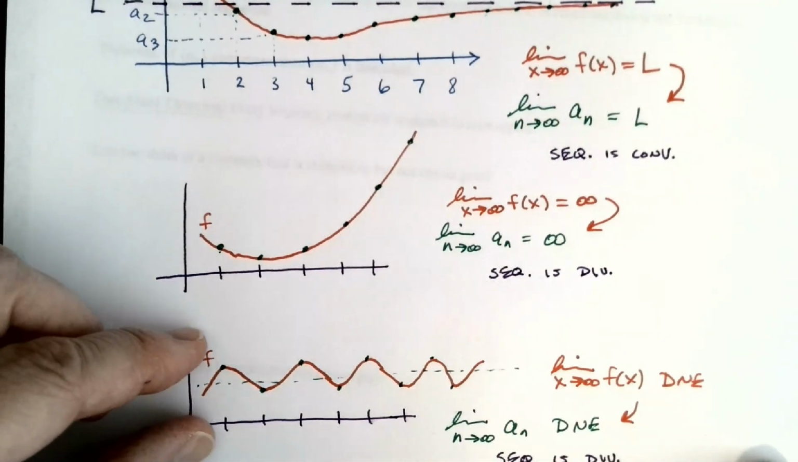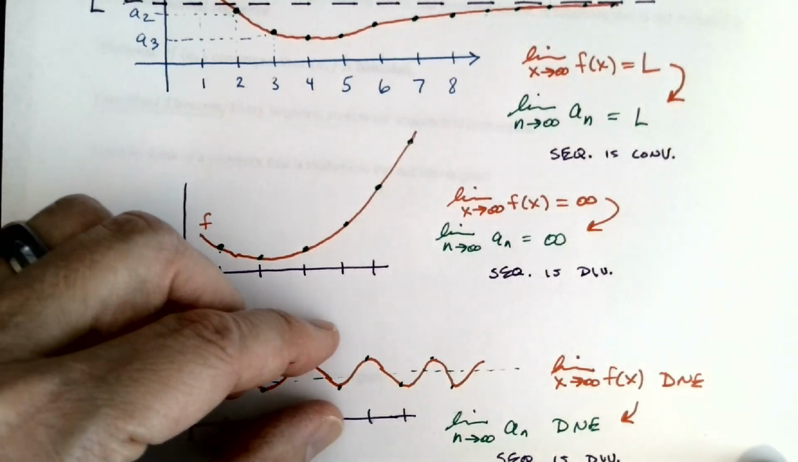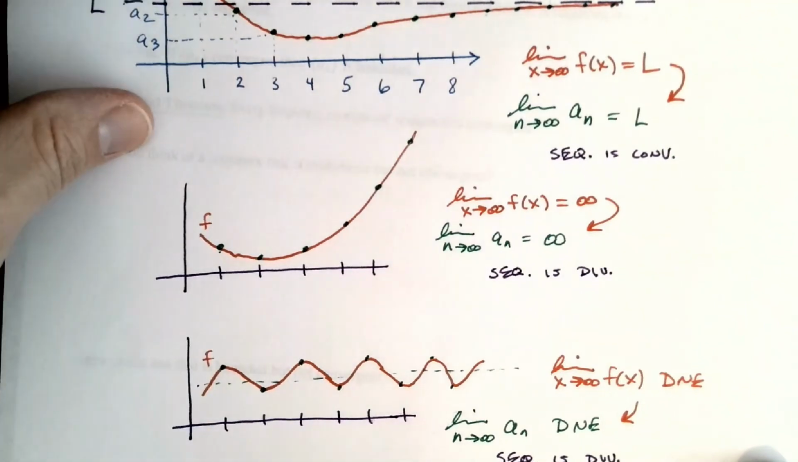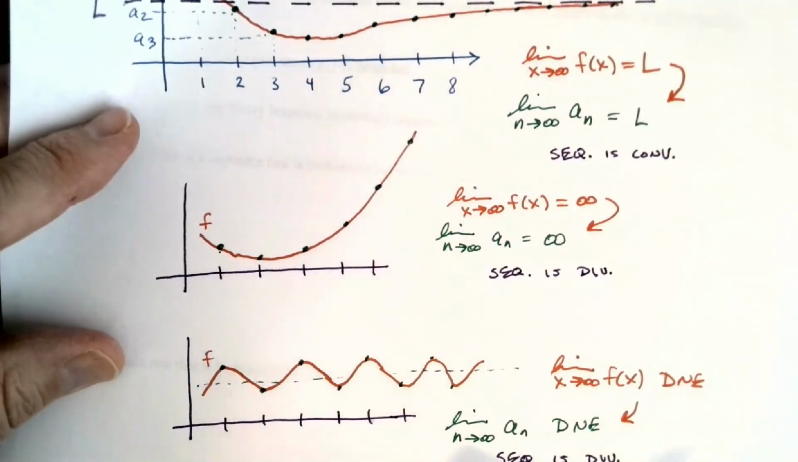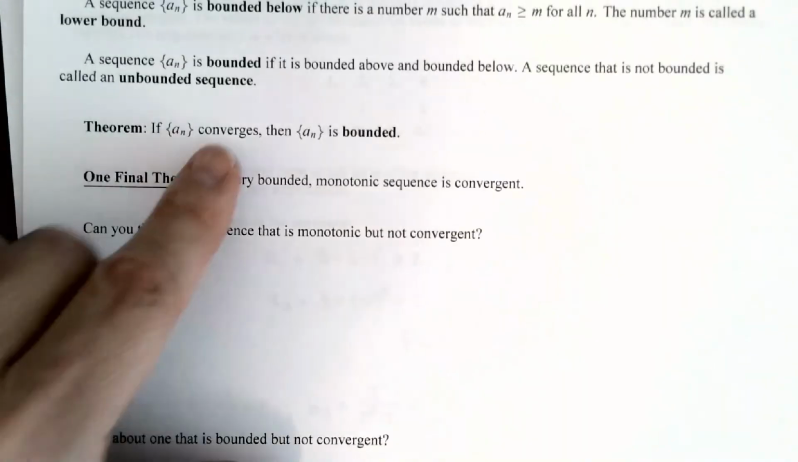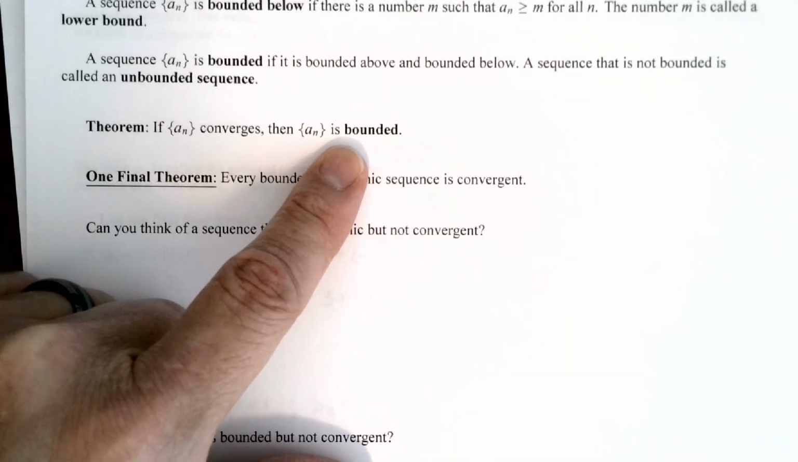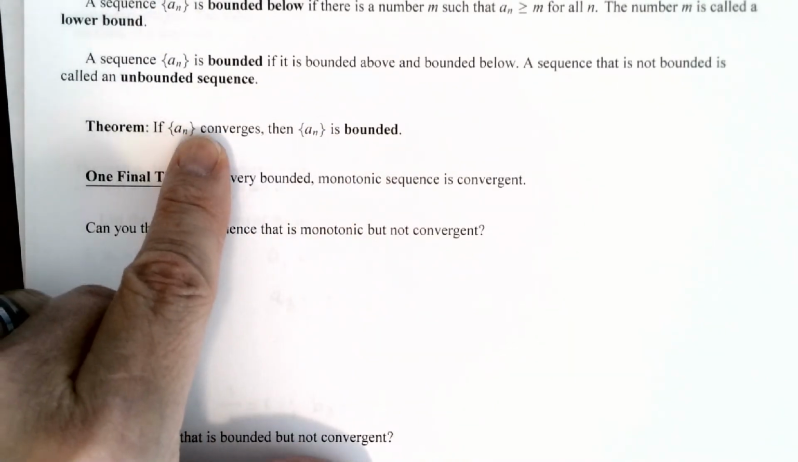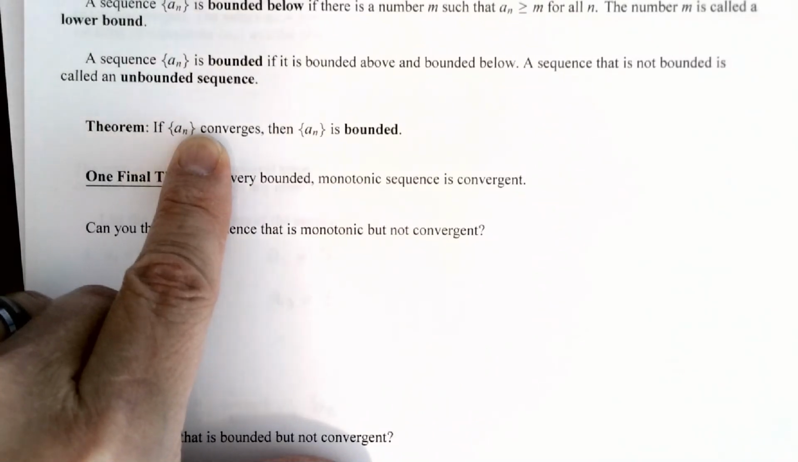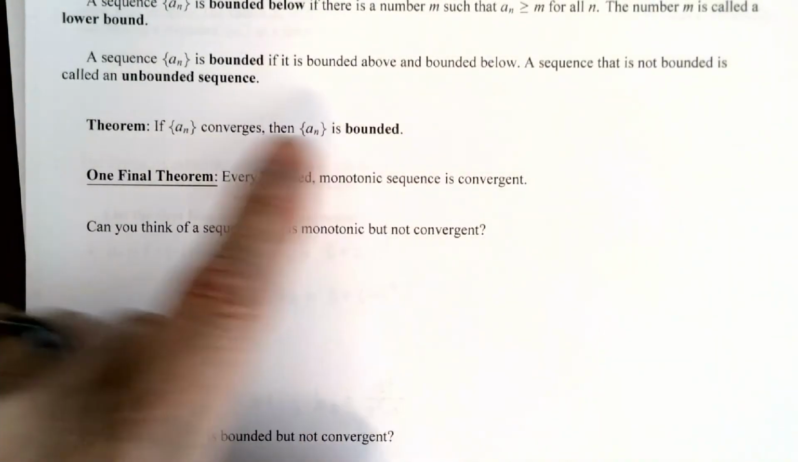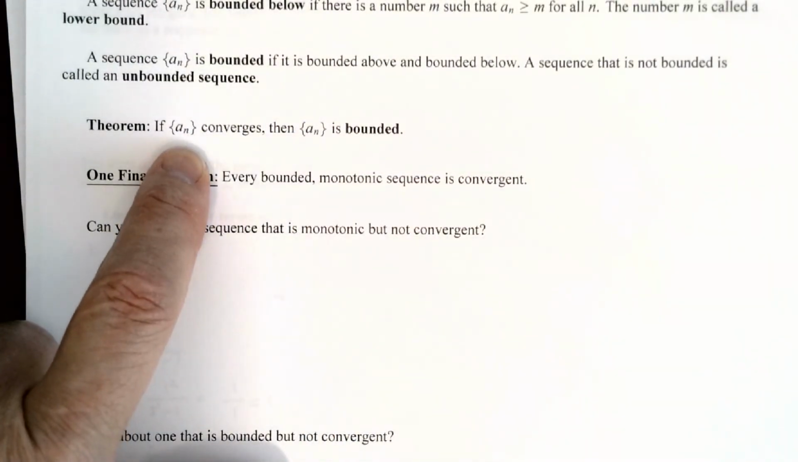Now, look at the converse of this, though. For this sequence here, the limit does not exist. The sequence diverges, but this sequence is still bounded. The theorem says if the sequence converges, then it's bounded. It doesn't say the converse, which is that if the sequence is bounded, then the sequence converges. Or is that the inverse? I get those all confused. Anyway, the opposite is not true. If the sequence is bounded, then the sequence is not necessarily convergent.